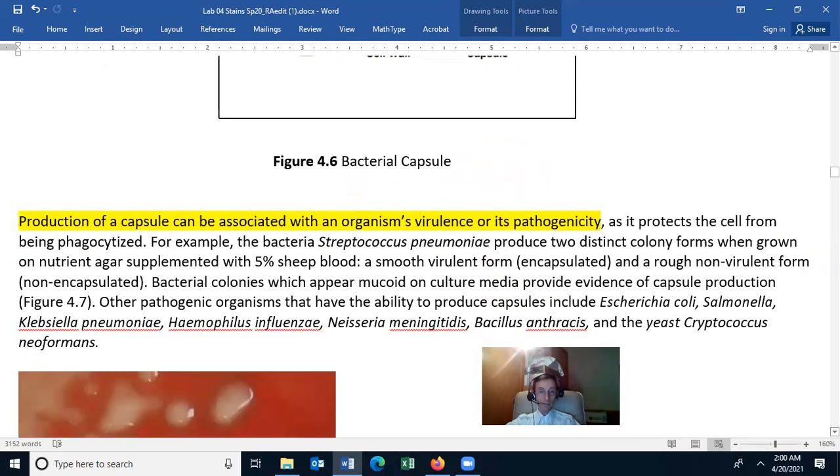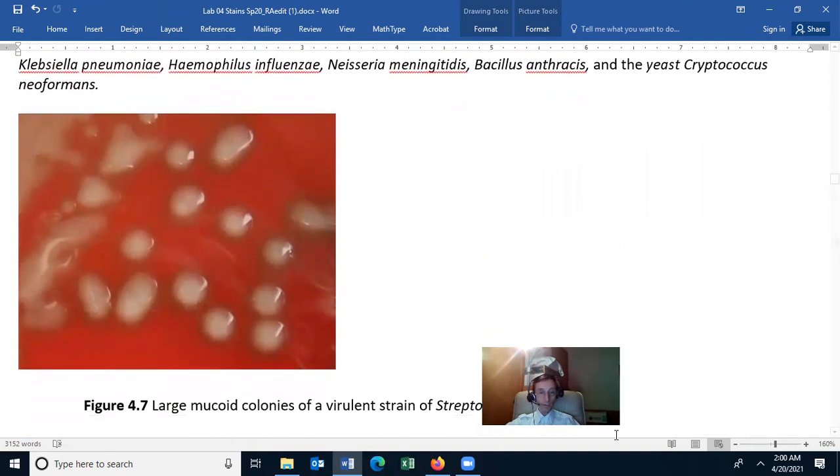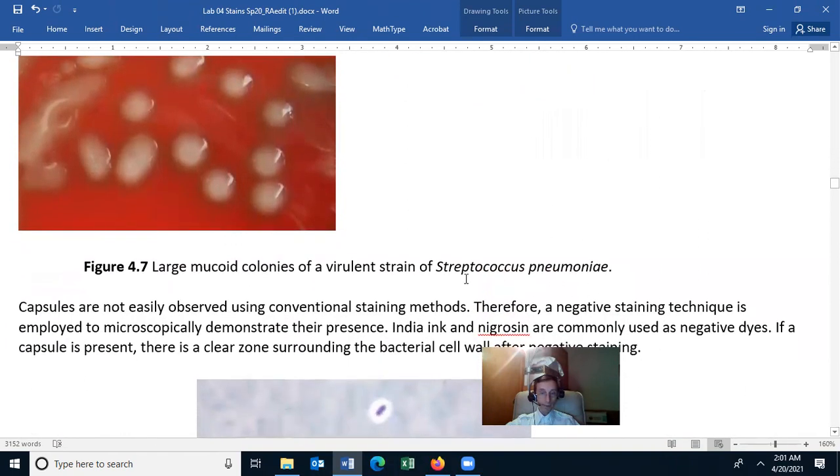The production of capsules is important because it's associated with an organism's virulence or its pathogenicity. So many of the bacteria that produce capsules are human pathogens, meaning they're virulent. And you can read about some of them. The capsule also gives the colonies on a petri dish a very mucus-like appearance. And that's what this is here: Streptococcus pneumoniae with the capsule.